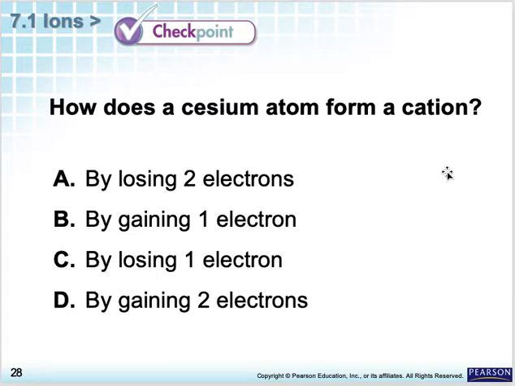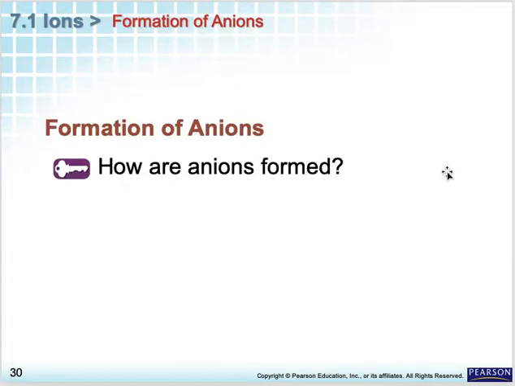So, how does a cesium atom form a cation? You would have to look at a periodic table and locate cesium, and that would tell you how many electrons it would gain or lose. You'd have to identify it as a metal or a nonmetal. If it's a metal, which this is, it's going to lose electrons. So the answer either is A or C, cannot be B or D. Knowing the column it's in will tell us which one it is. In fact, it is column 1A, so it would lose 1 electron.